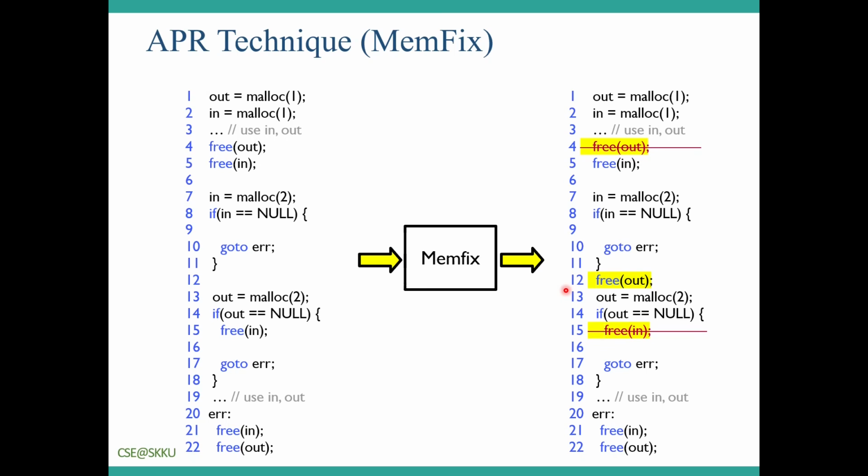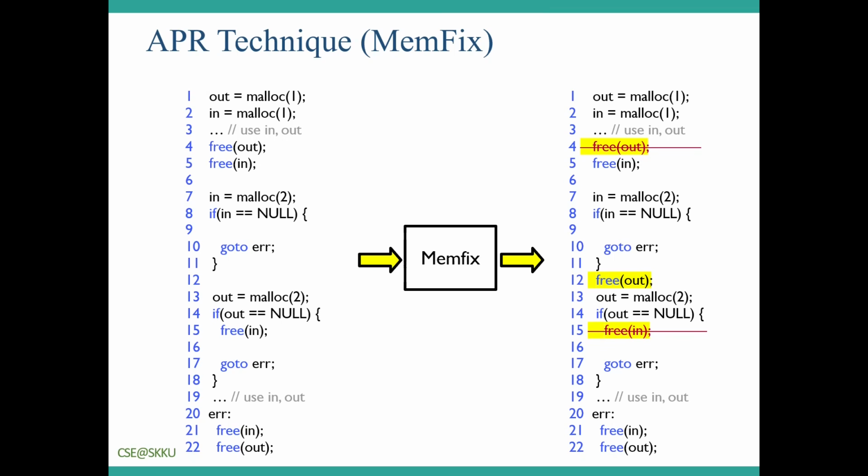So the intuition behind the MemFix strategy is to place the free statement immediately before the object is reallocated. For instance, the free for in is inserted just before the realloc at line 7. Similarly, the free for out is inserted at line 12 just before the realloc at line 13. So this allows us to fix the code without introducing extra nullification statements, unlike the patch written manually by the Linux developers.